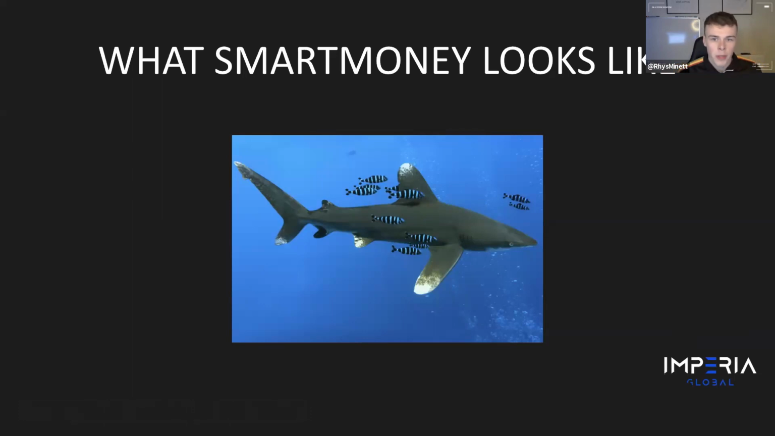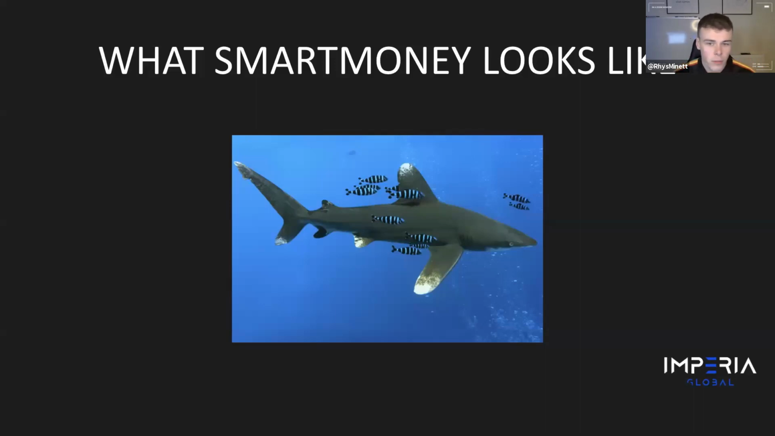Now what we are aiming to be is these things right here. These little fish. What these little fish do is they just follow the shark around. They eat off the scraps of the shark, and they're friends with the shark pretty much. They're not going against it. The shark's not trying to eat them by any means. They're going with it. And that's exactly what we want to do.